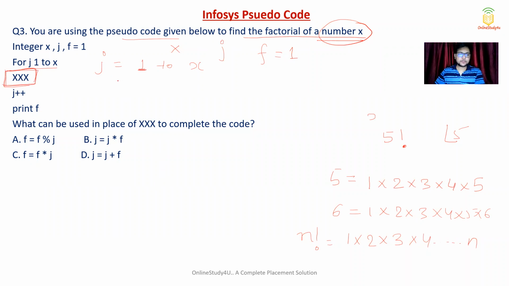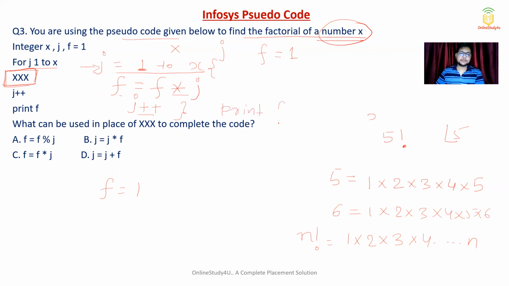So actually, we need to multiply f into j. Let's say the value of f is initially 1, and now the for loop of j starts from 1. So f is equal to f into j, and after that I say j plus plus. This is my entire for loop, right? The for loop starts from 1 to x, then f is equal to f into j and j plus plus, and at the end I'll print f.